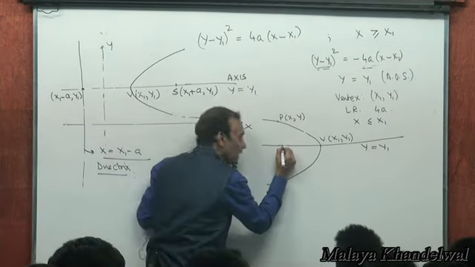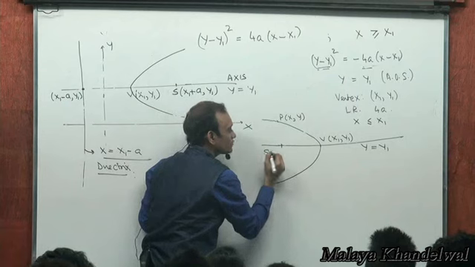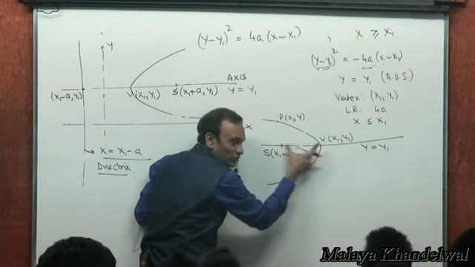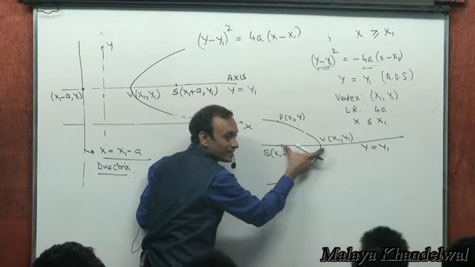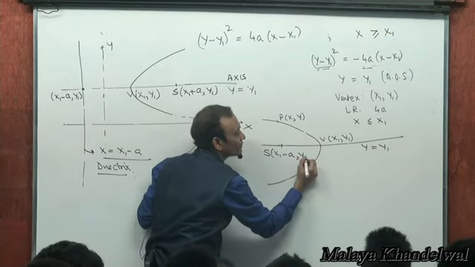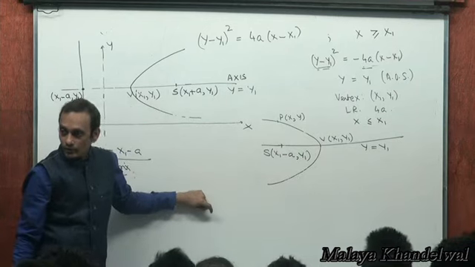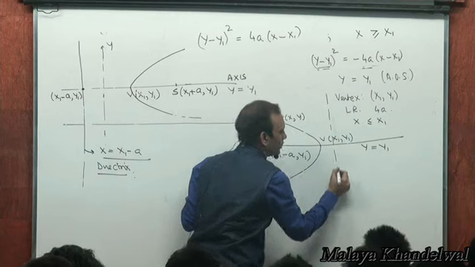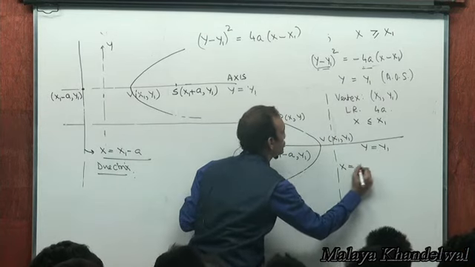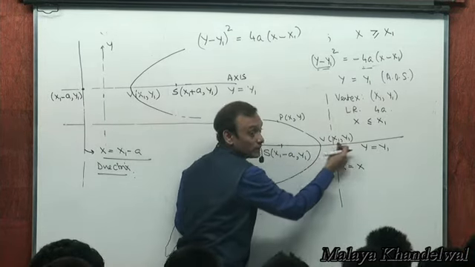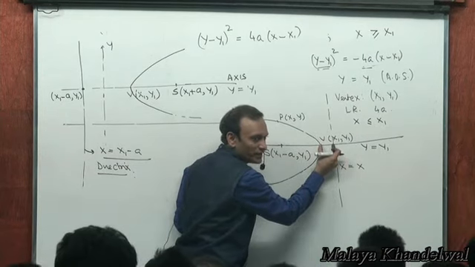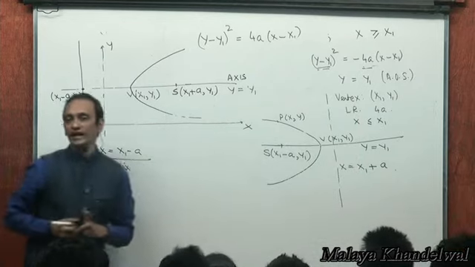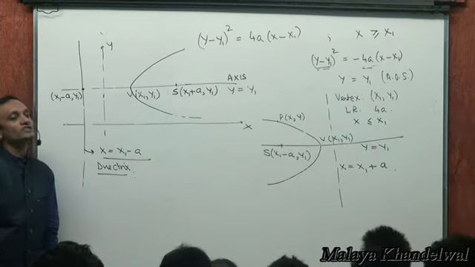Where would the focus be? Now for this parabola, the focus S would be x1 minus a, right? A units away from the vertex. So x1 minus a comma y1 would be the focus of this parabola. Clear? And the directrix of the parabola, this is the directrix, would be x equal to x1 plus a. A units away from the vertex would be the directrix. So x equal to x1 plus a would be the directrix of this parabola. Yes or no?